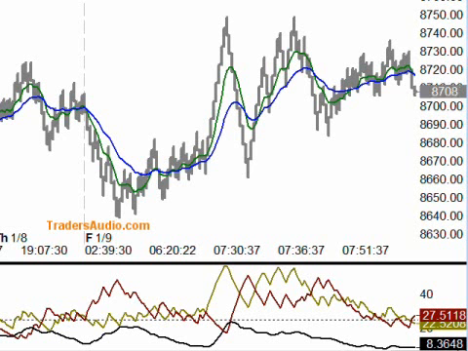Again, from the top to bottom, resistance 2, 920. Resistance 1 is 913.5. Pivot point 903.5. Support 1, 897 even. Support 2 is 887. Now I use these reference points. I do not usually actually trade pivots, but I'm very well aware they are, since people do use them across the board. Now we broke through the wedge.